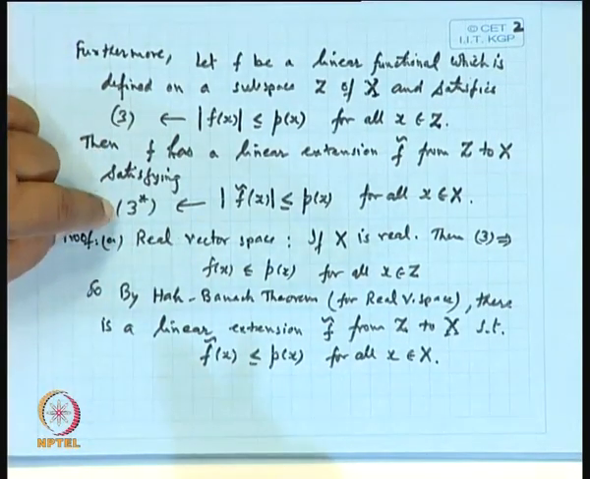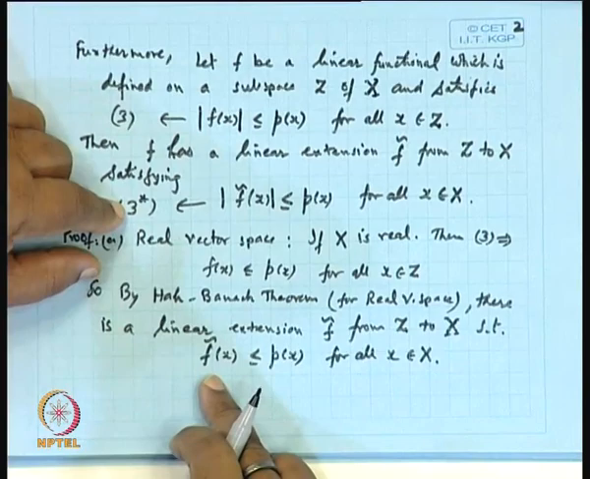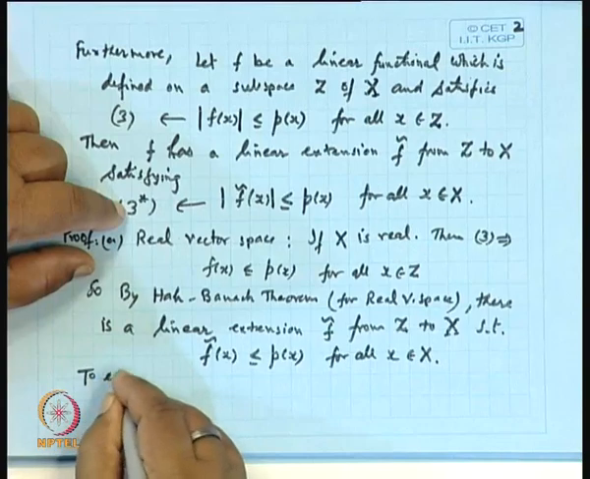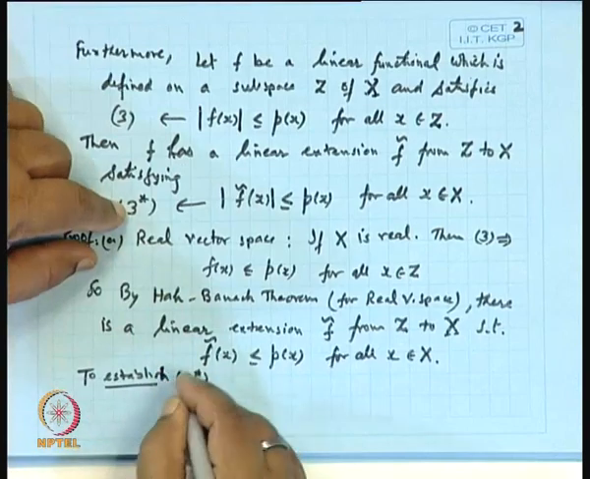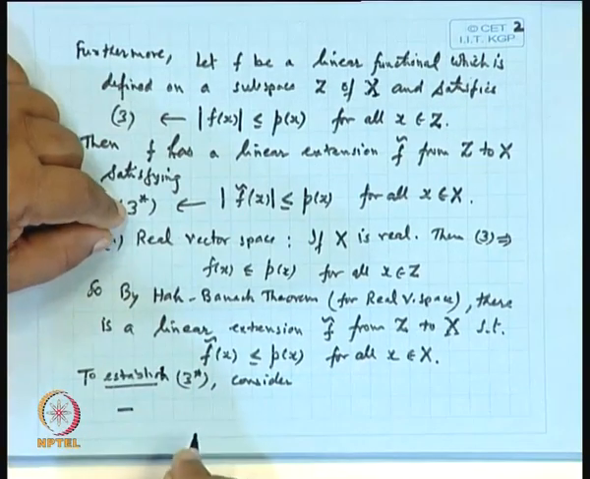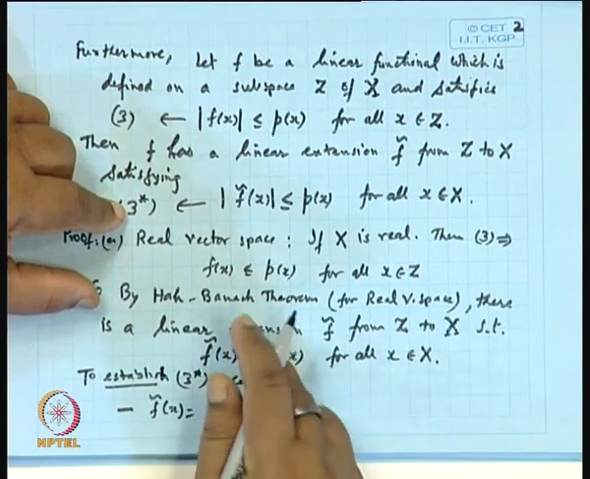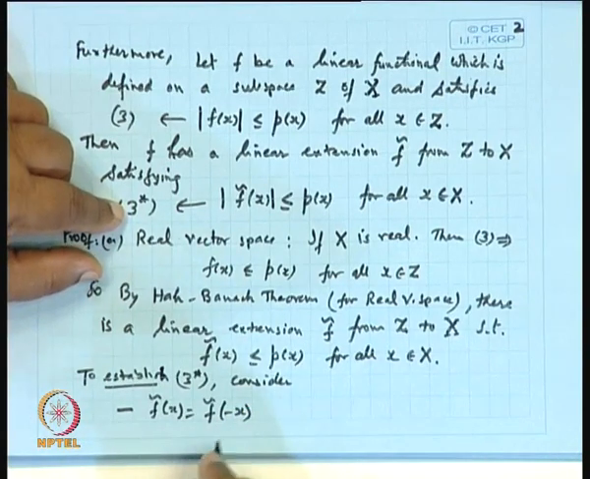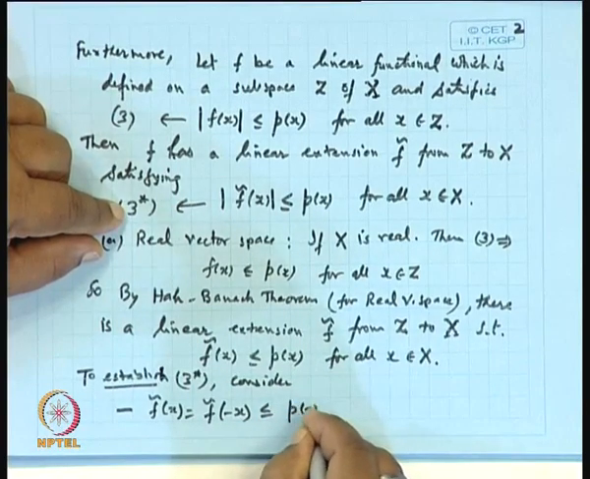Now, to show that mod f delta x is less than p x, we take the minus sign. To establish 3 star, let us consider minus of f delta x. F delta is a linear extension because of the Hahn-Banach theorem, so the minus sign will come inside and we get f delta of minus x. But f delta x is less than or equal to p x for all x, so this is less than or equal to p of minus x.